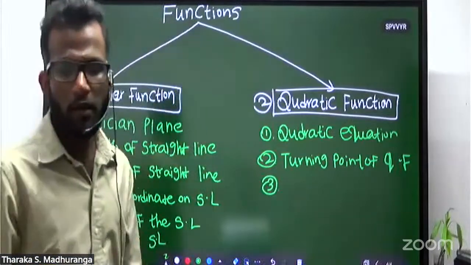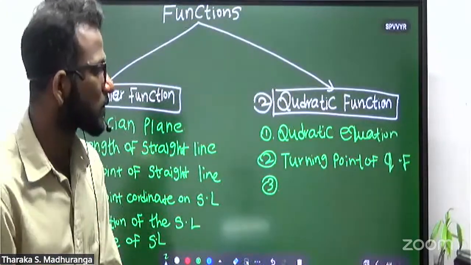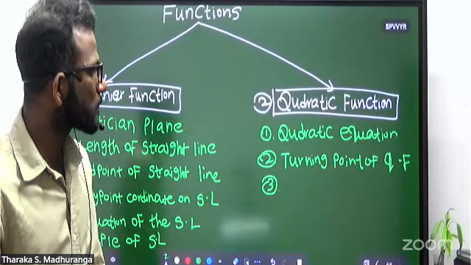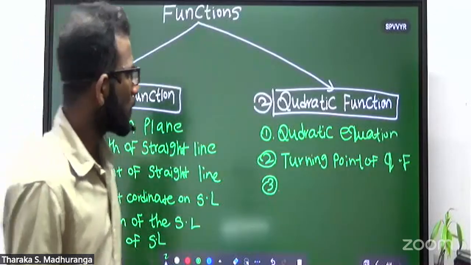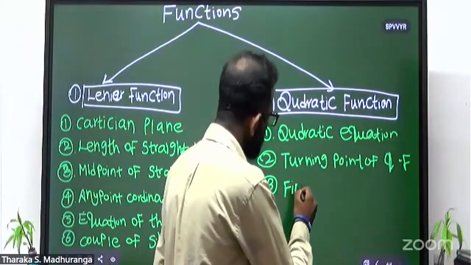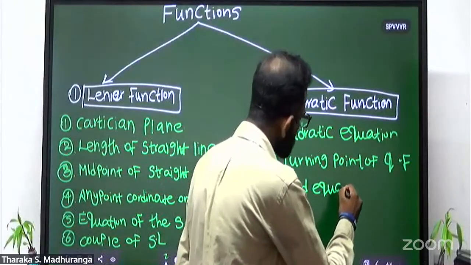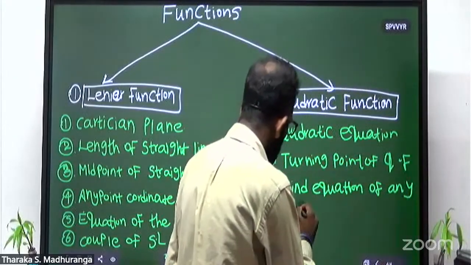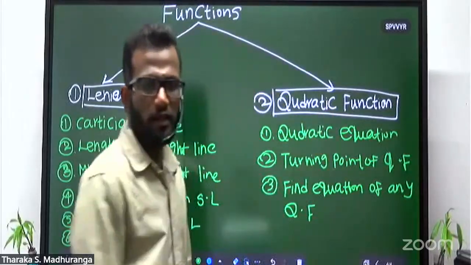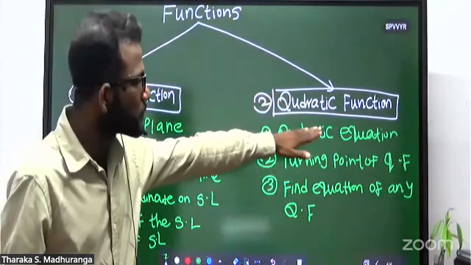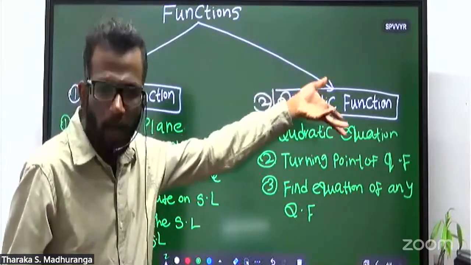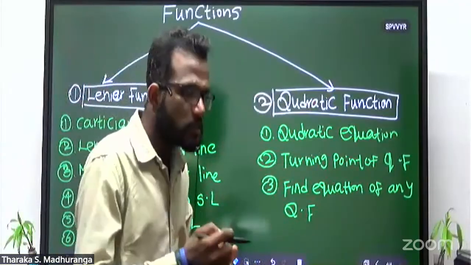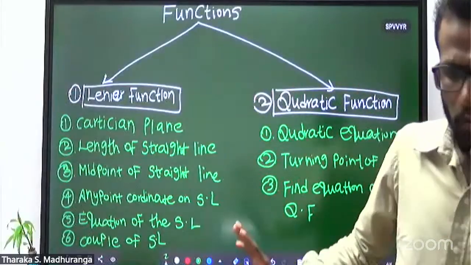The third one is to find the equation of any quadratic function. The first topic and second topic have a drastic difference. In the first part we only discussed quadratic equation parts and identification. Finally, we discuss how to find the relevant equation for any quadratic function. Okay, don't worry, I will explain.